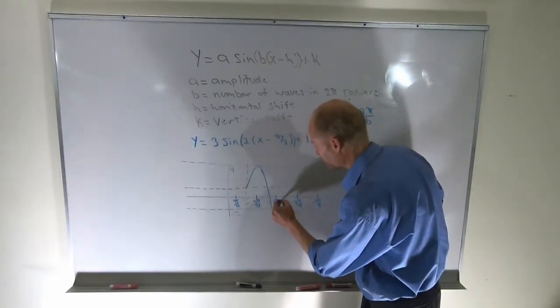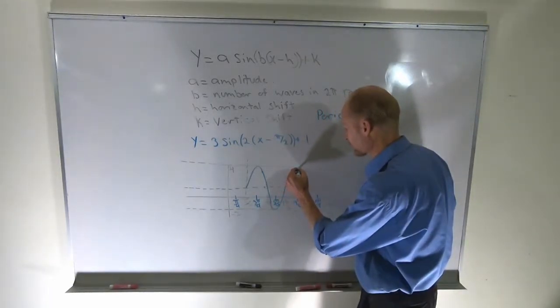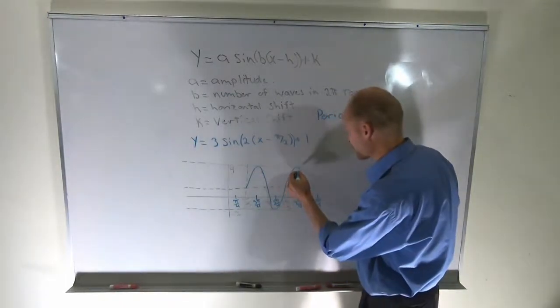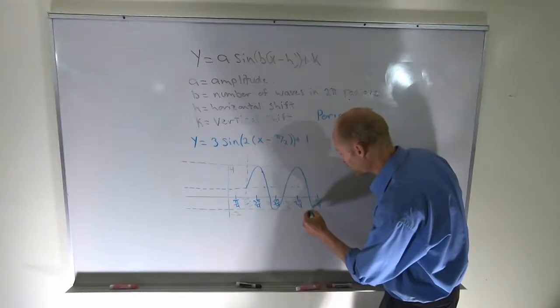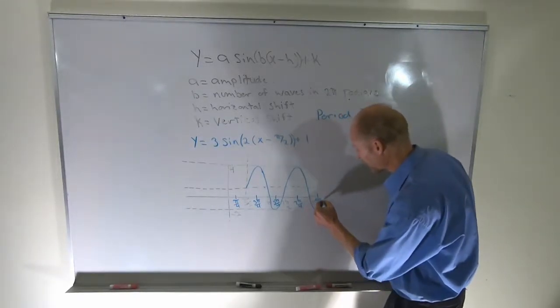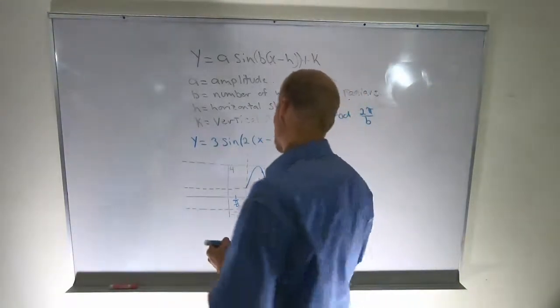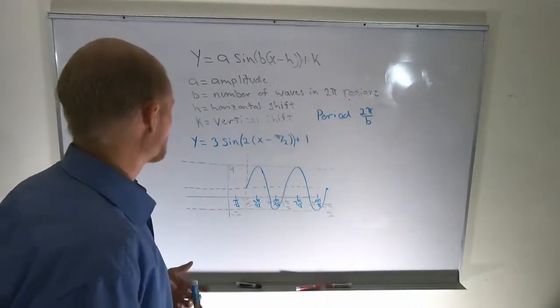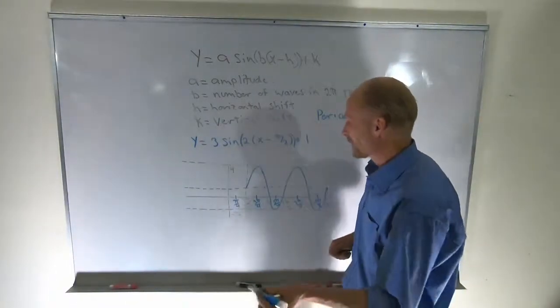Going to come right up through our center line at 3 pi-halves, hit a maximum at 7 pi-fourths, come right down through our center line at 2 pi, hit a minimum at 9 pi-fourths, and we're back to our center line at 5 pi-halves. Not the best drawing, but I'm trying. I'm not going for perfection, just trying to help you guys out.